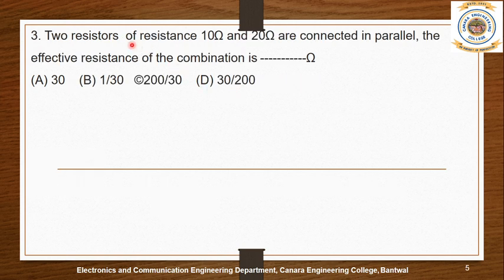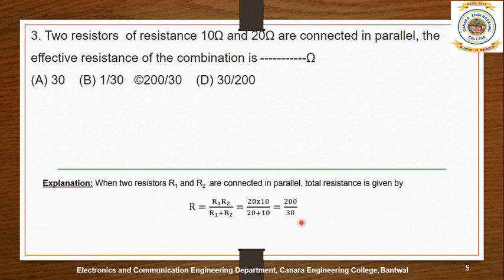Next, two resistors of resistance 10 ohm and 20 ohm are connected in parallel. The effective resistance of the combination is dash ohms. In the previous problem we saw that when two resistors are connected in parallel, the effective resistance is product by sum. So 10 into 20 divided by 10 plus 20, that is 200 by 30. That is option C, the correct answer.